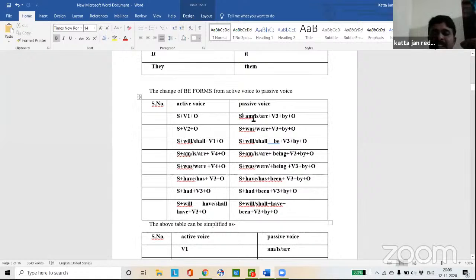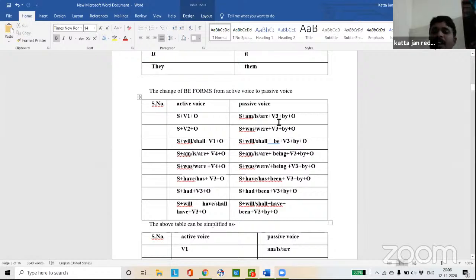Second step, as per the tense, be forms are used. If the subject is singular, "is" is used. If the subject is I, "am" is used. If the subject is we, you, they, "are" is used. Okay, this is the be form.